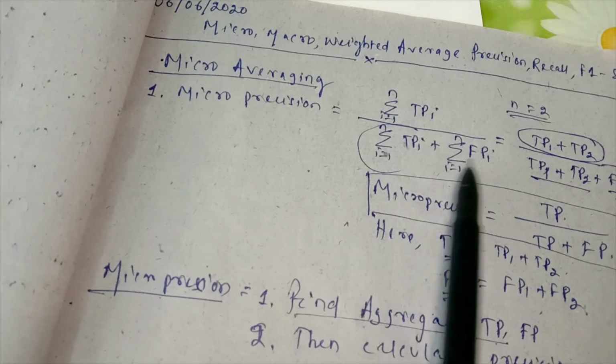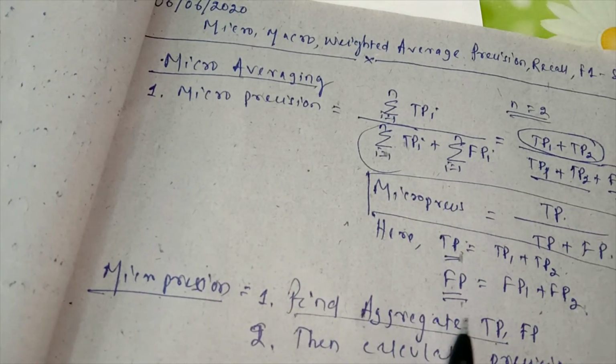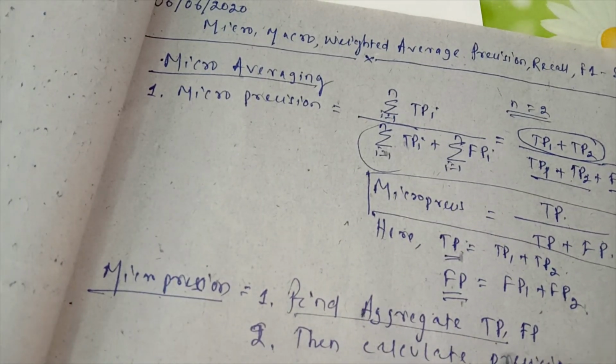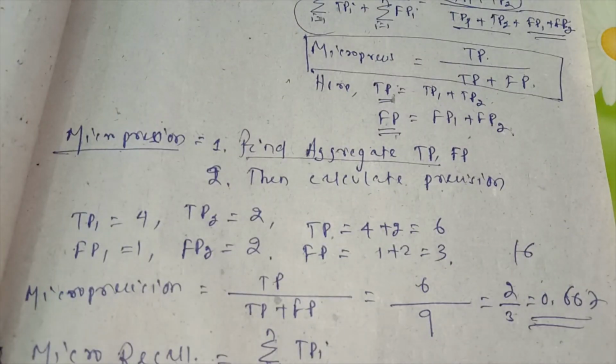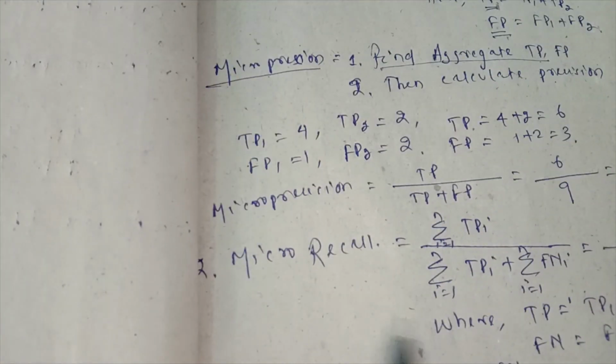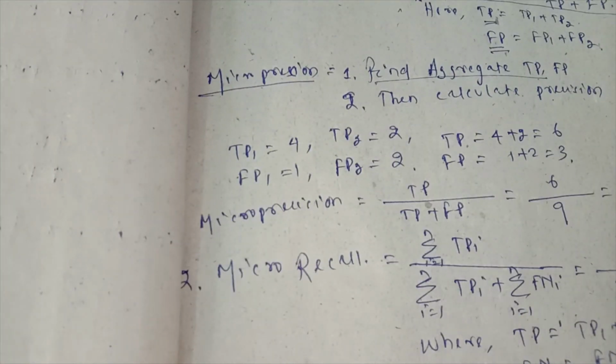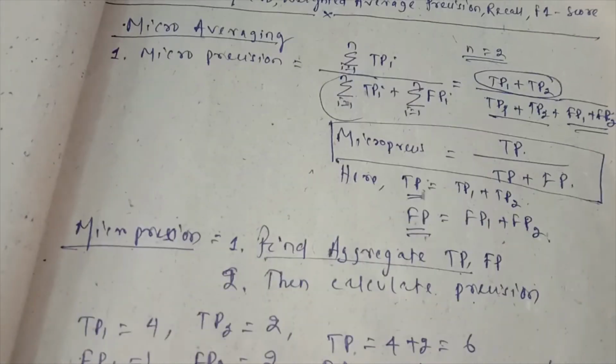So in this video we saw how to find micro precision. This is the formula for micro precision: you have to find the aggregate TP and aggregate FP, then calculate precision. And exactly the same for micro recall: first find the aggregate TP and aggregate FN, and this is the formula for it.